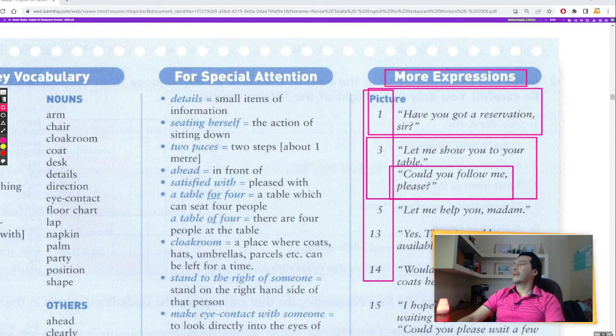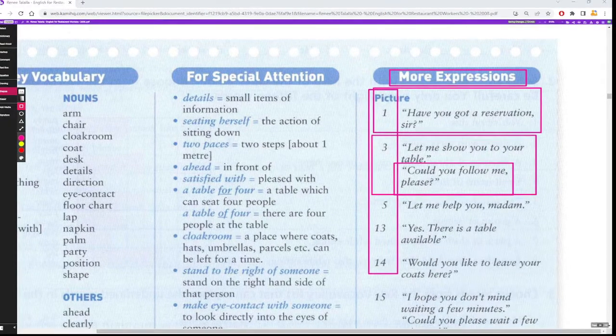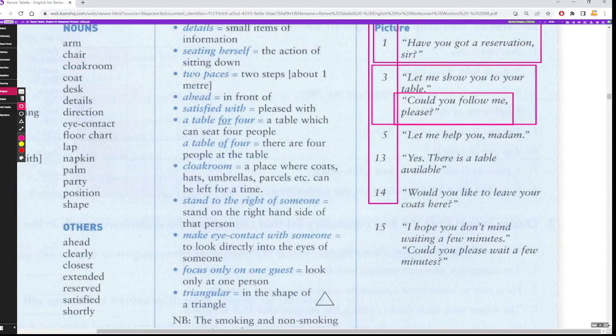Let me show you to your table. Could you follow me, please? Picture 5. Let me help you, madam. Picture 13. Yes, there's a table available.